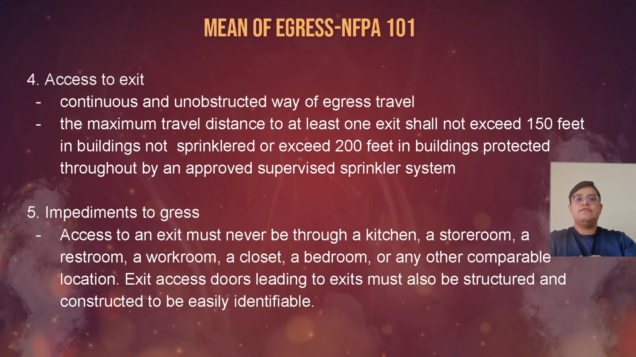And then the fifth thing highlighted in the means of egress is impediments to egress. Access to an exit must never be through a kitchen, a storeroom, a restroom, a workroom, a closet, a bedroom, or any other comparable location. Exit access doors leading to exits must also be structured and constructed to be easily identifiable.